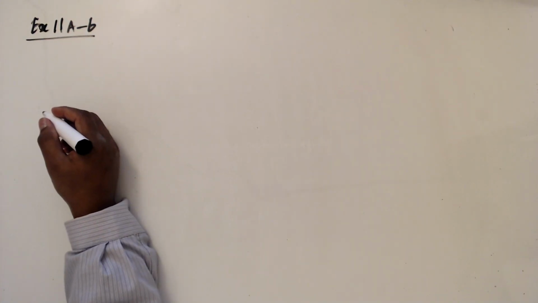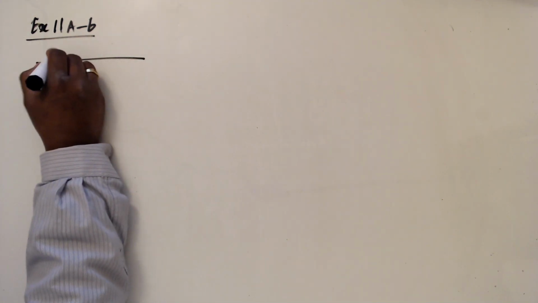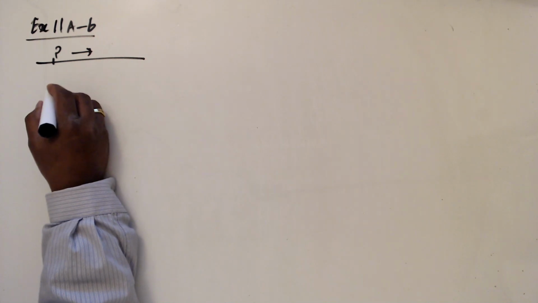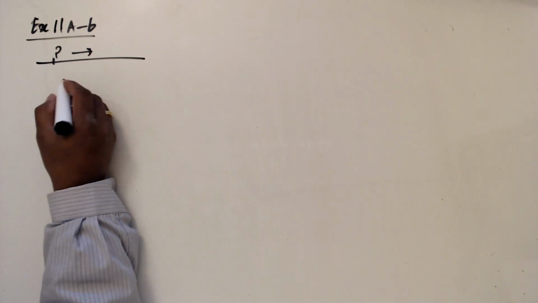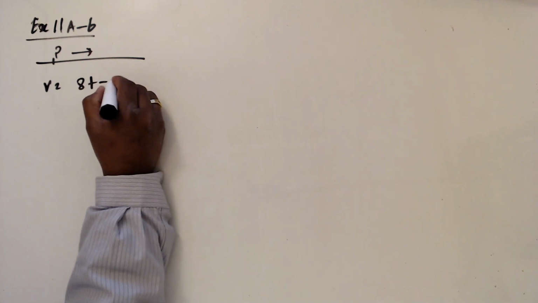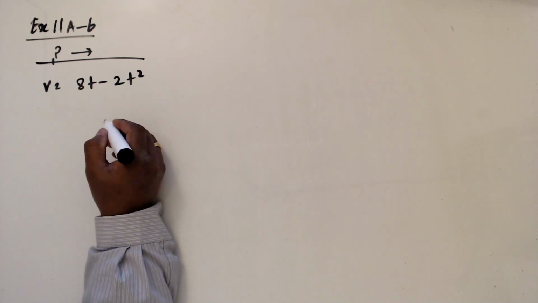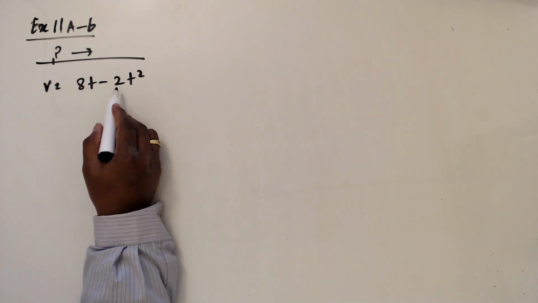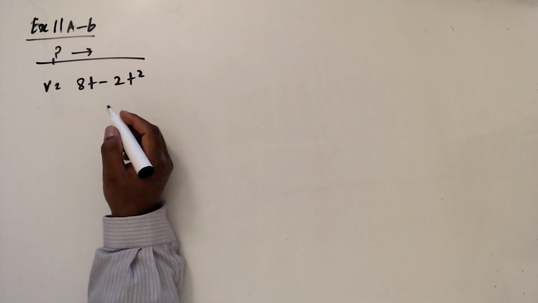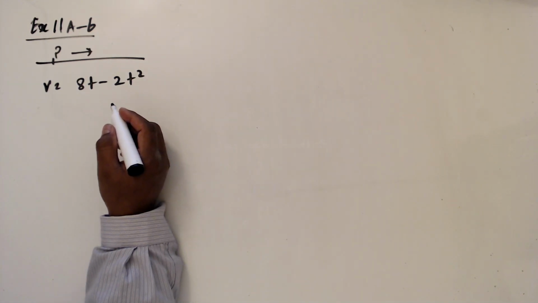Question number 6. A particle P moves on the x-axis. The relationship between the velocity and the time is given: v equals 8t minus 2t square. So this is a quadratic equation. We can see that the a value is negative, so it has a maximum. The first question is the time taken for the particle to come to an instantaneous rest.